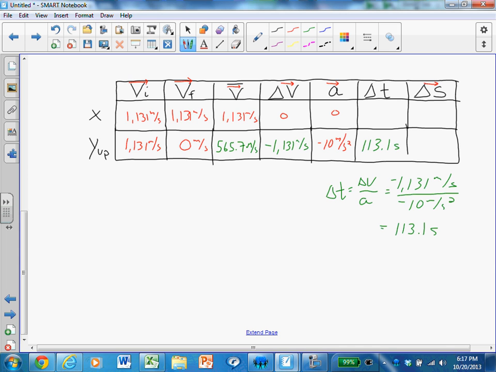Okay? Now we can calculate the delta S, because delta S will be V bar times delta T, or 565.7 times 113.1 seconds, which gives us 63,979 meters into the air. That's how high it goes.